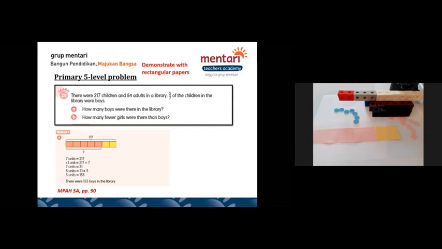Okay, so how many boys? That will be 5/7 of 217. Or you can also break it down into 7 units equal to 217. So 1 unit equals to 31. And then you just multiply by 5. And of course, the number of girls is the 2 remaining parts. So once you have found 1 unit equals to 31, you just need to multiply that with 2, but it says how many fewer girls were there than boys. So you're using the comparison again.